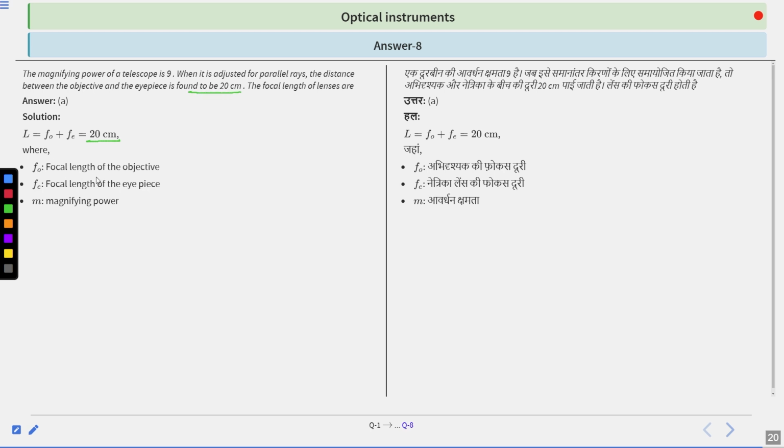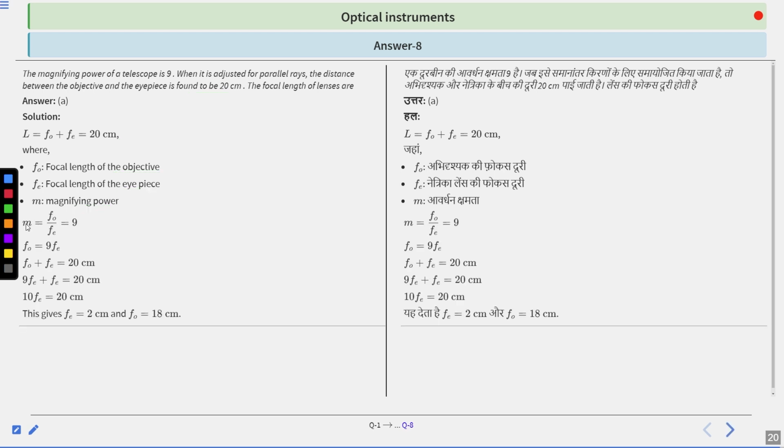FO is the focal length of the objective, FE is the focal length of the eyepiece, and M is the magnifying power. M is equal to FO divided by FE. The magnifying power of the telescope is 9, which is also given in the question. So M is equal to 9, and FO is equal to 9 multiplied by FE. So FO plus FE is equal to 20 centimeter.